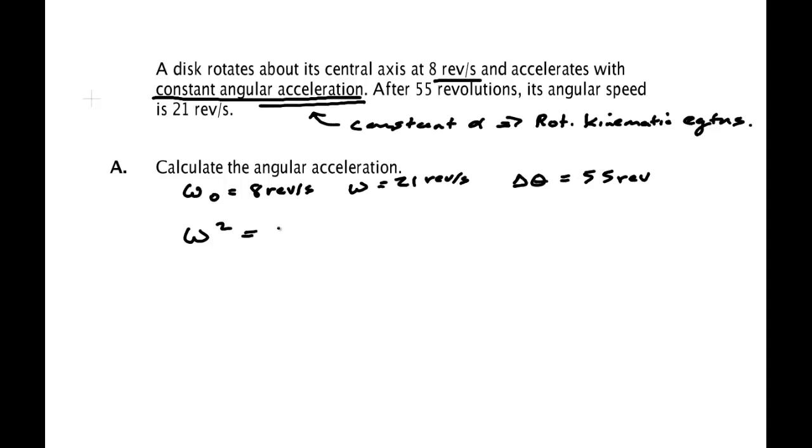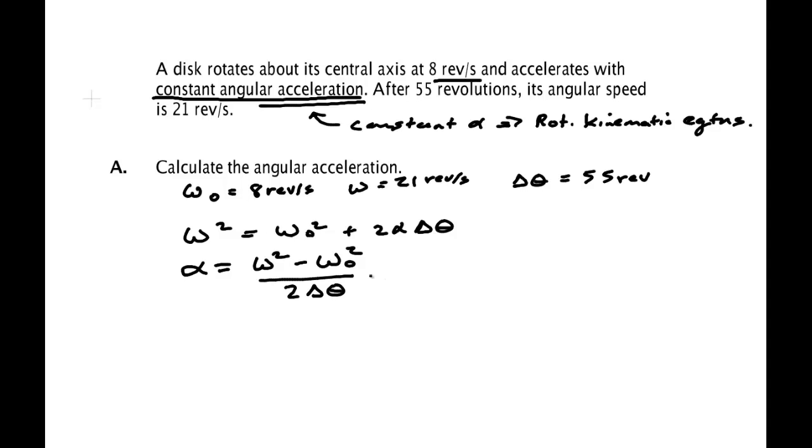Omega squared is omega naught squared plus 2 times the angular acceleration times the angular displacement. That means that alpha is the final angular speed squared minus the initial angular speed squared, divided by 2 times the angular displacement. I was told that it was 21 revolutions per second squared, minus initially 8 revolutions per second, which I'm squaring, divided by 2 times the angular displacement, 55 revolutions.